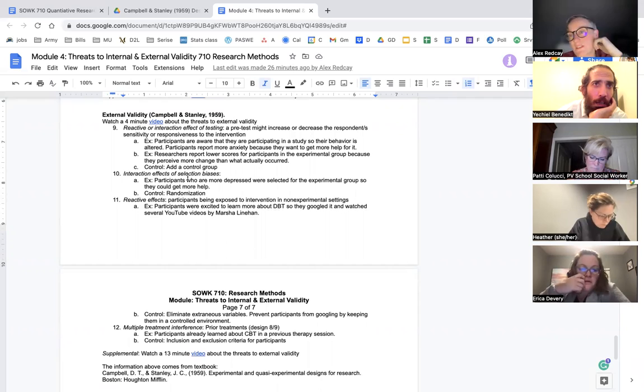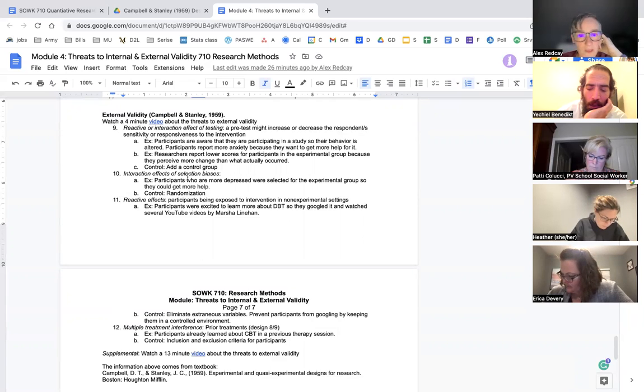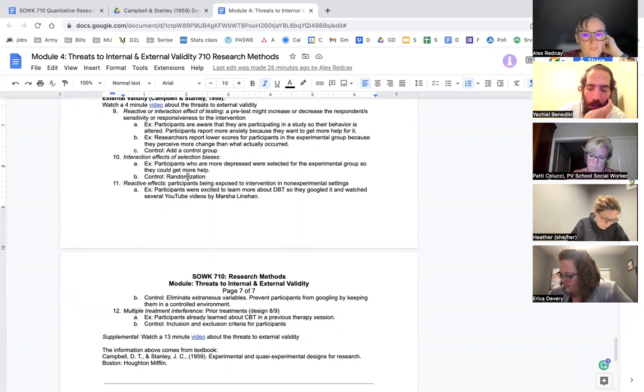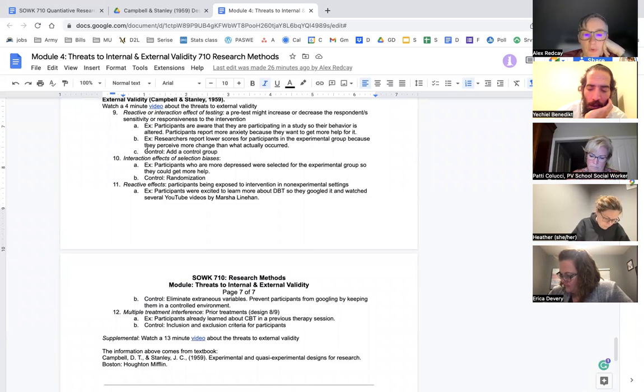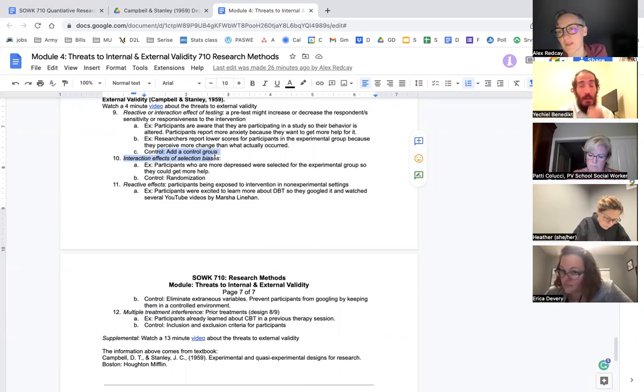Okay, so this is what you might know as the Hawthorne effect. When participants know they're being observed or measured, their behavior changes. And the way to control that is to add a control group, right? You can't just have the measurement group. Are you guys familiar with the Hawthorne effect, or do you want me to explain it?